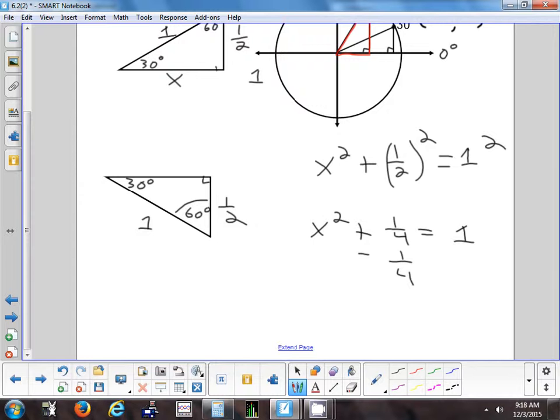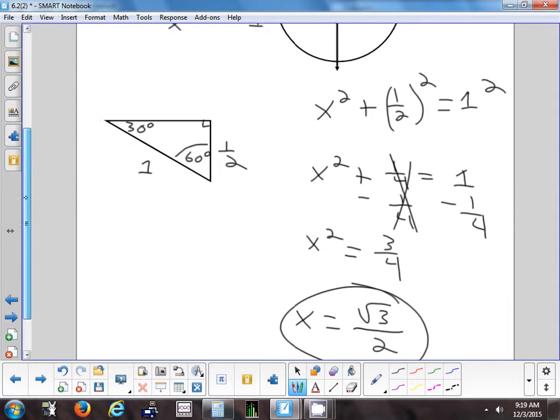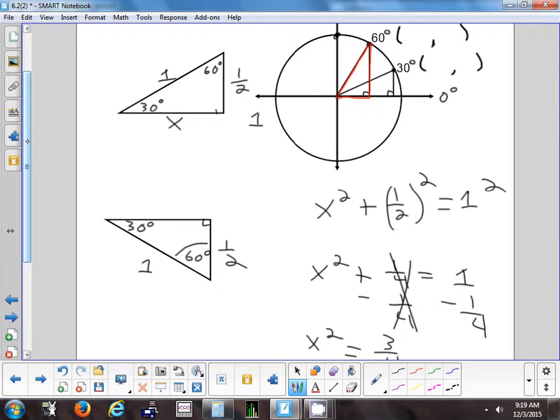Next thing I need to do is bring my 1/4 to the other side. What's 1 take away a quarter? 3/4. And last step to get x by itself. Take the square root. Can I simplify square root of 3? No. Can I simplify square root of 4? Yeah. Yep. 2. Great. So now I know this side is square root 3 over 2.